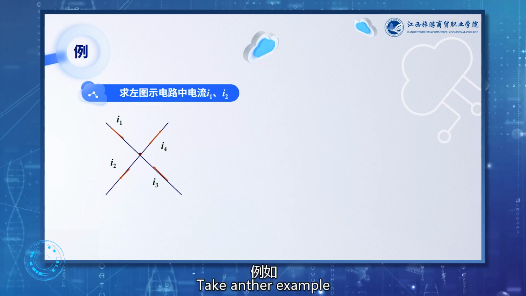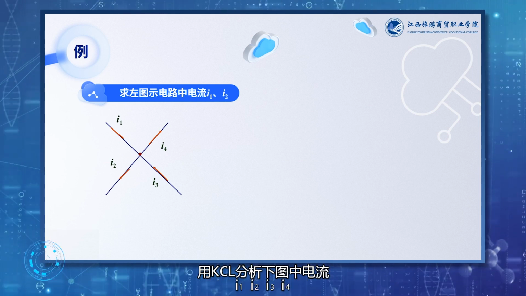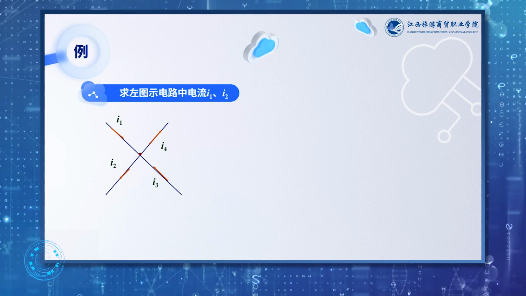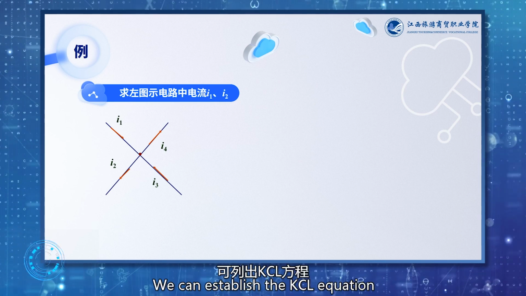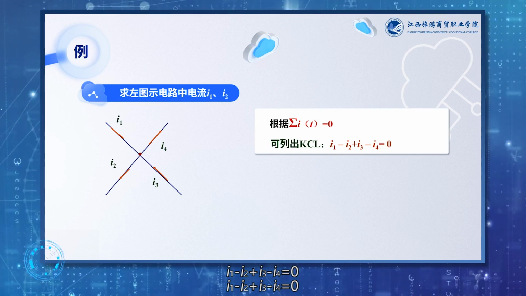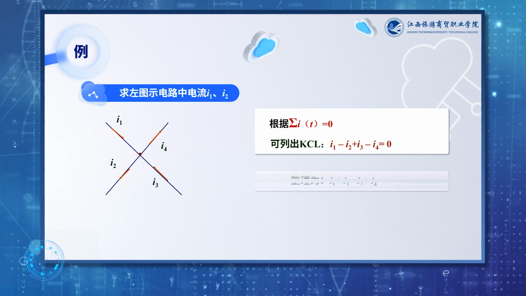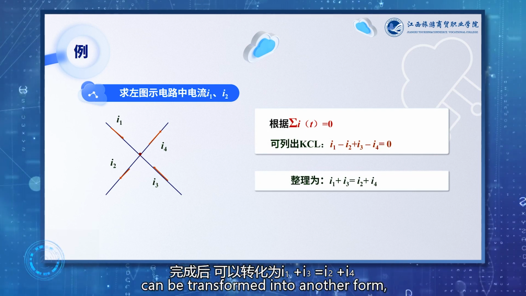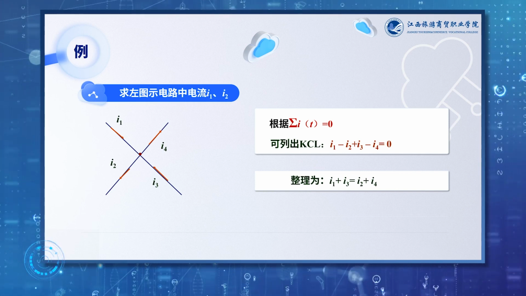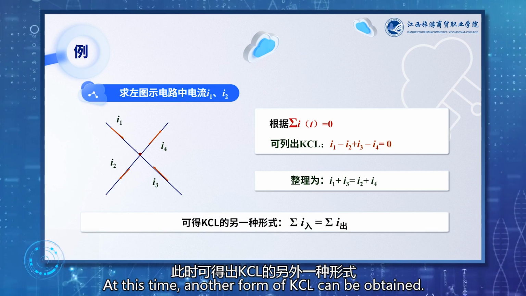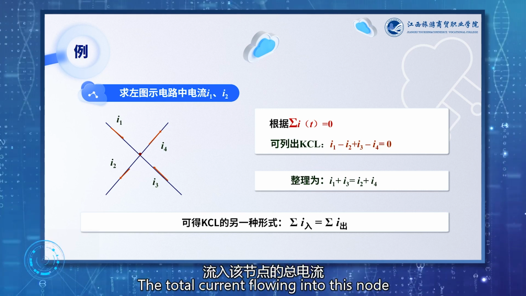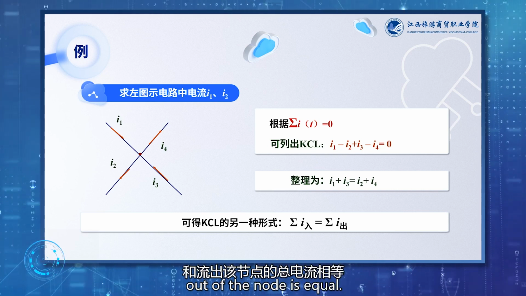To take another example, analyze the relationship of currents I1, I2, I3, I4 in the figure below with KCL. According to Kirchhoff's current law, we can establish the KCL equation: I1 minus I2 plus I3 minus I4 equals 0. This equation can be transformed into another form, I1 plus I3 equals I2 plus I4. At this time, another form of KCL can be obtained, i.e. for this node, the total current flowing into this node and the total current flowing out of the node are equal.